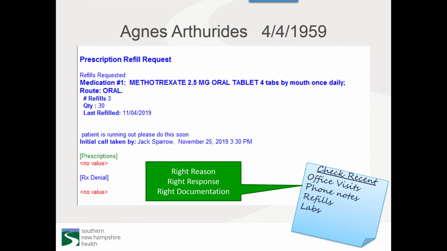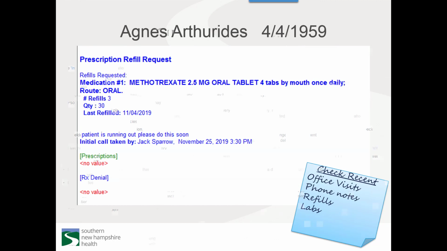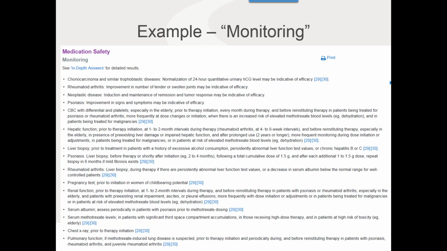So how do you know which labs and things to check? Well, you have some great resources available to you, one of which is Micromedex. Micromedex has a section in it for each drug called monitoring, which is going to tell you specific things that the patient needs to have checked at specific intervals. So this is the section for methotrexate.